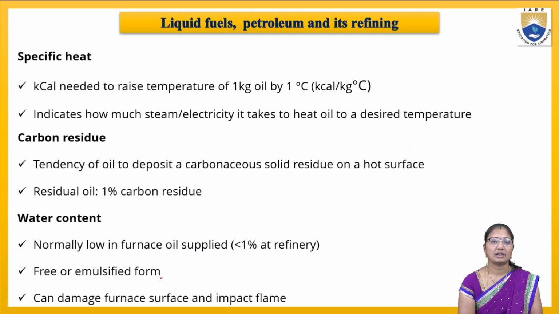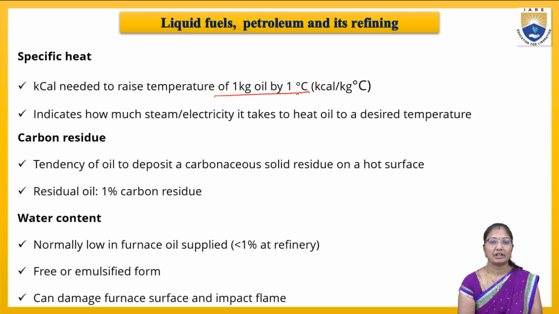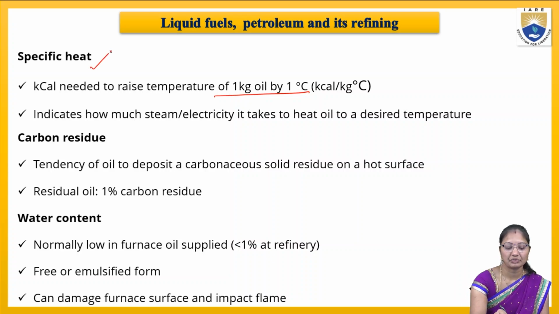So the specific heat is measured generally in kilocalories. It is the heat needed to raise the temperature of 1 kg of oil by 1 degree centigrade. This is kilocalorie per kg per degree centigrade. This is called the specific heat.